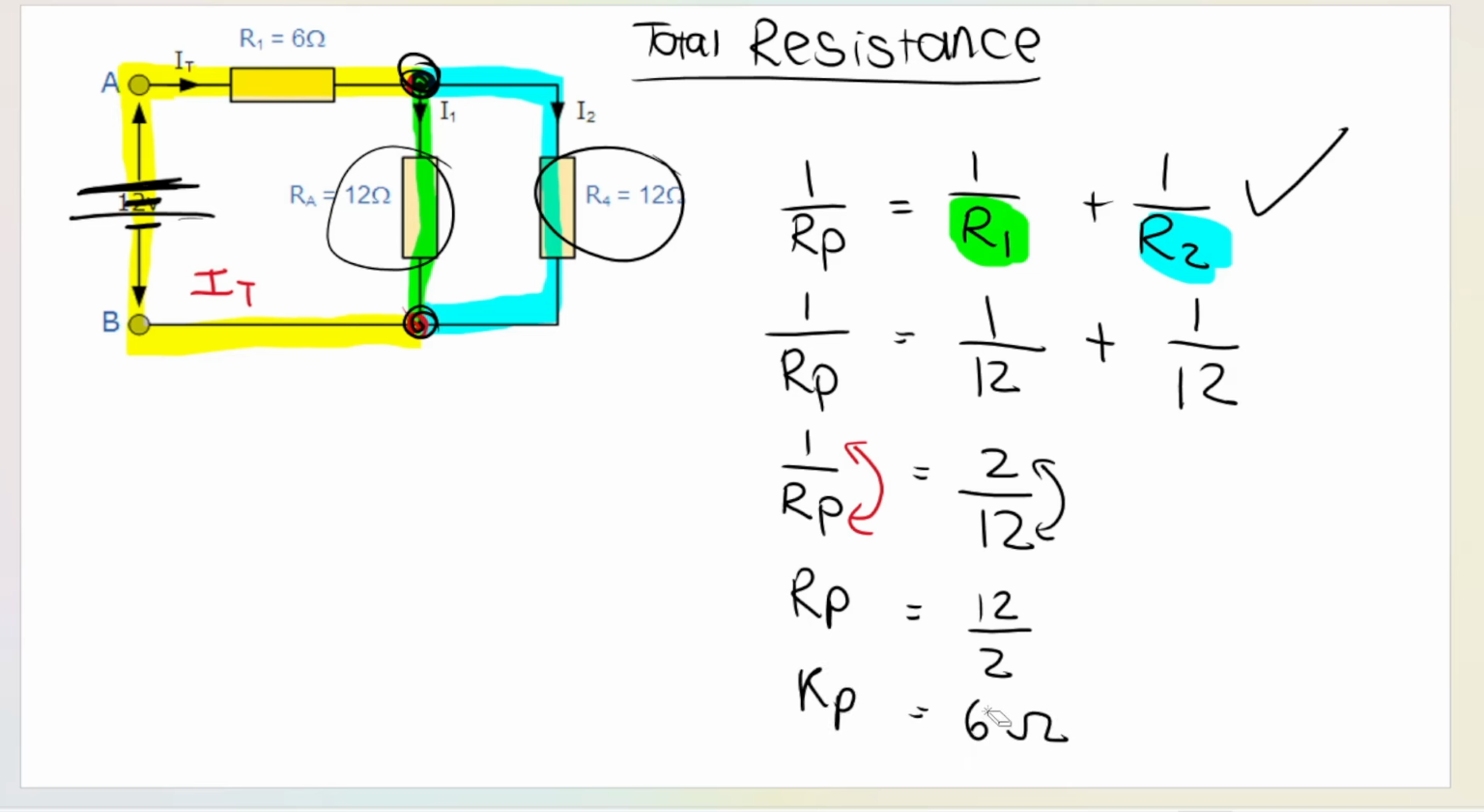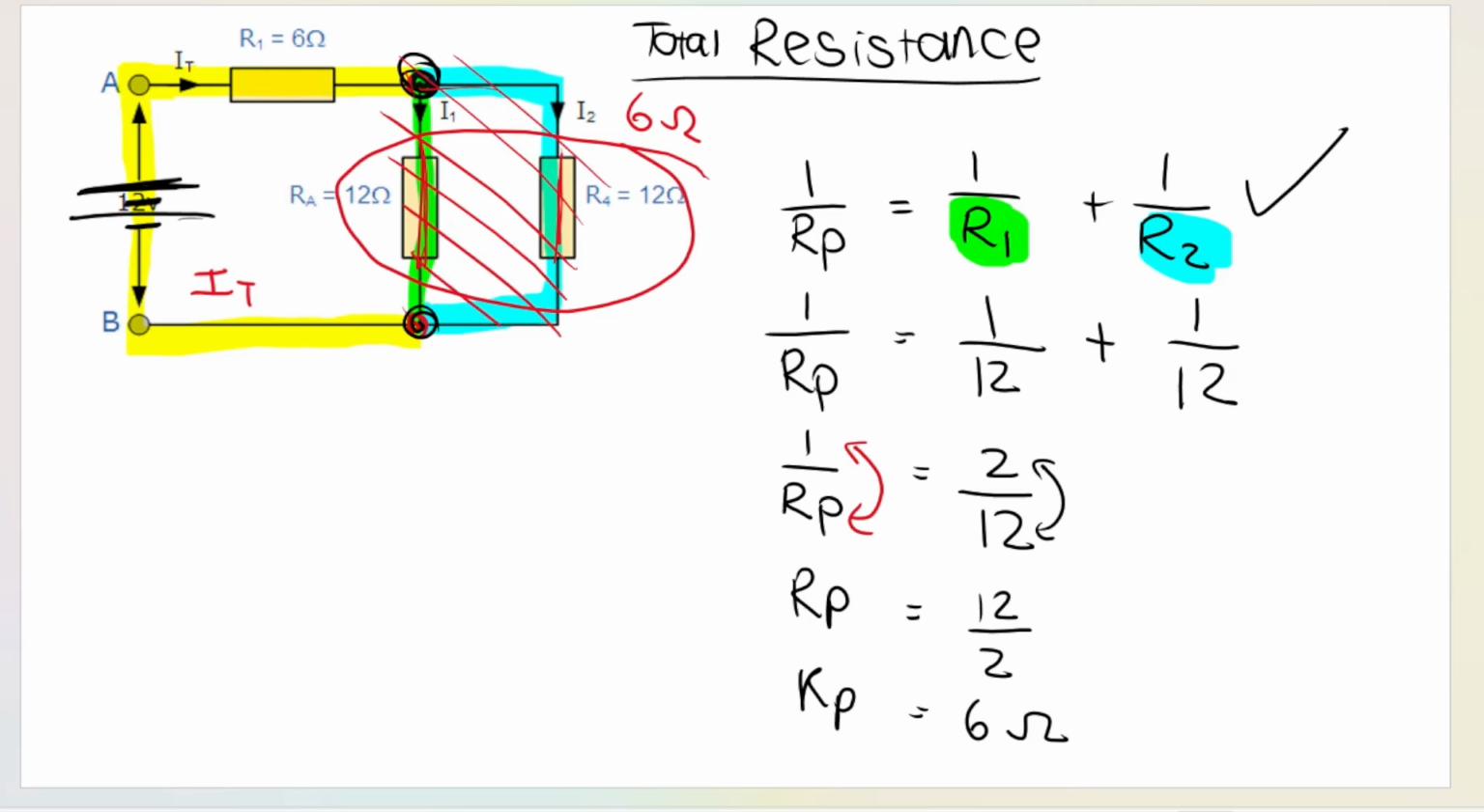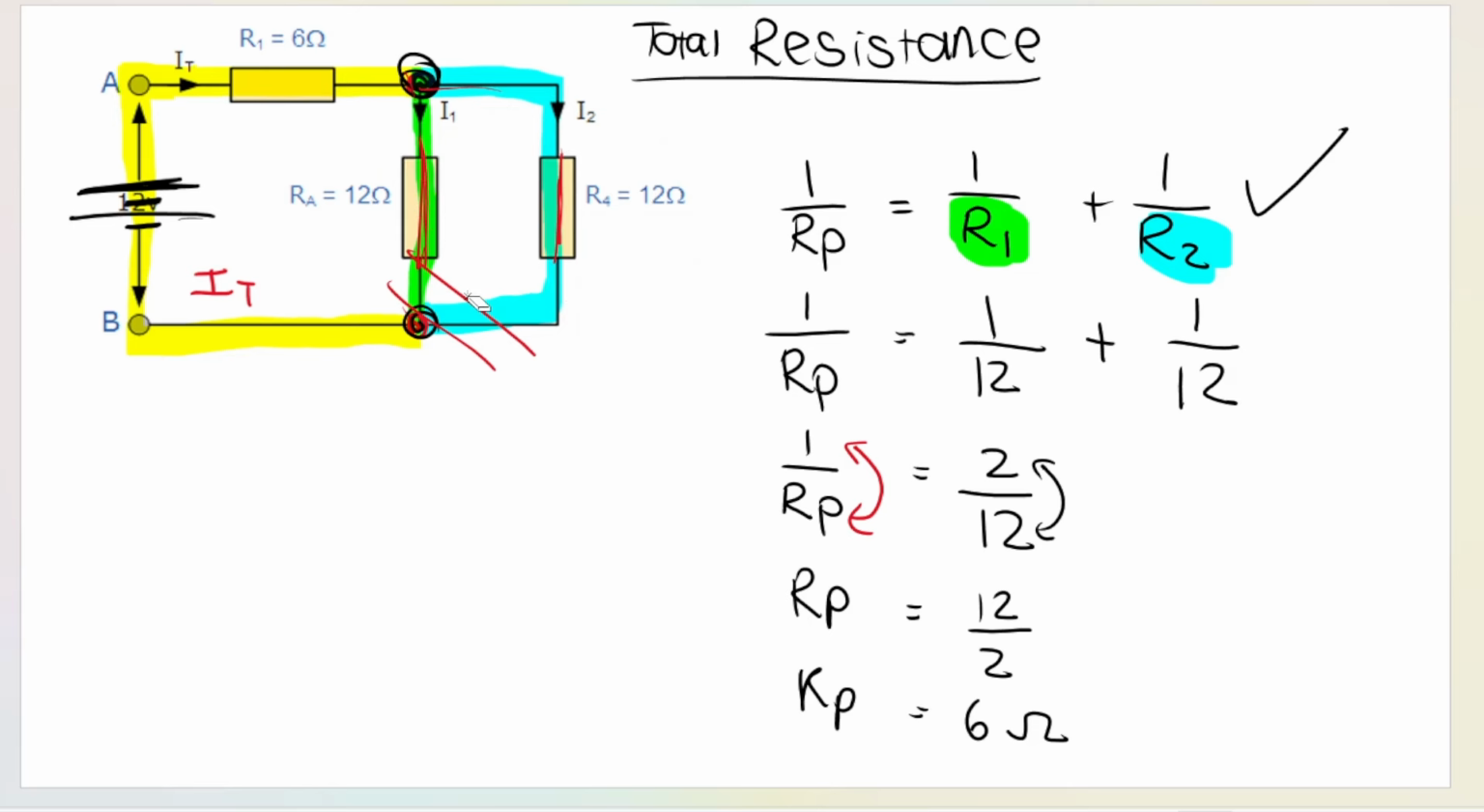Now, what you need to understand about this is that when the current splits, some of it goes through this 12 ohm, some of it goes through this 12 ohm. Overall, this part of the circuit has a resistance of 6 ohms. So it's like removing the parallel section and replacing it with something that has 6 ohms will basically be the same as the situation that I have at the moment, where I have two 12 ohms in parallel. I hope that makes sense. So overall, this part of the circuit is 6 ohms.